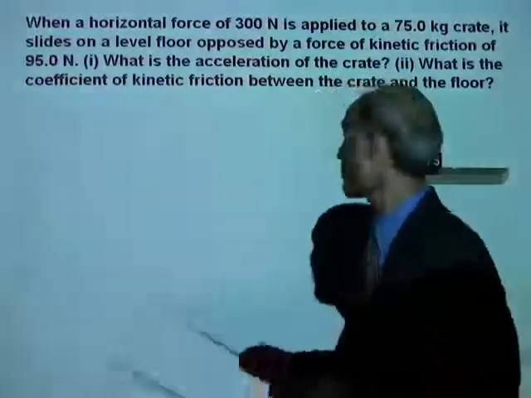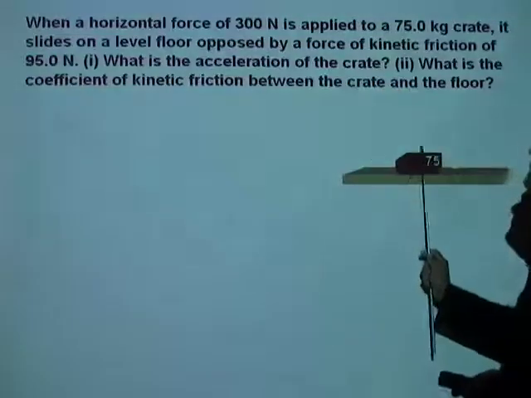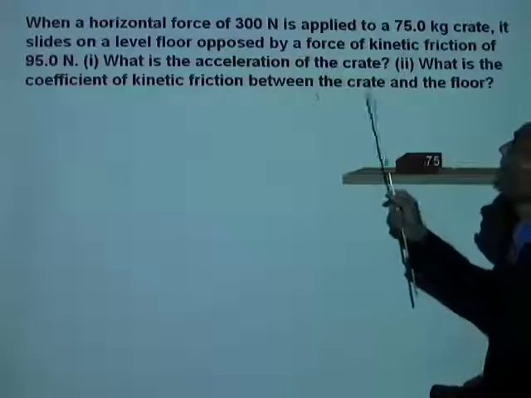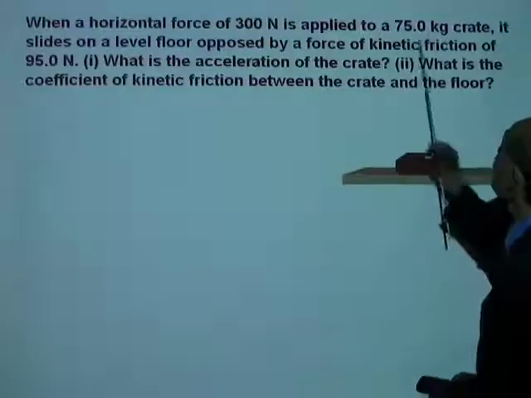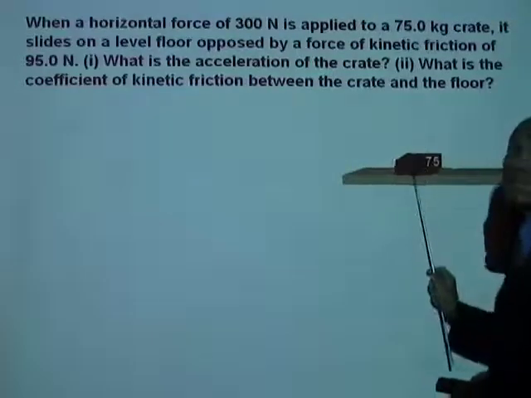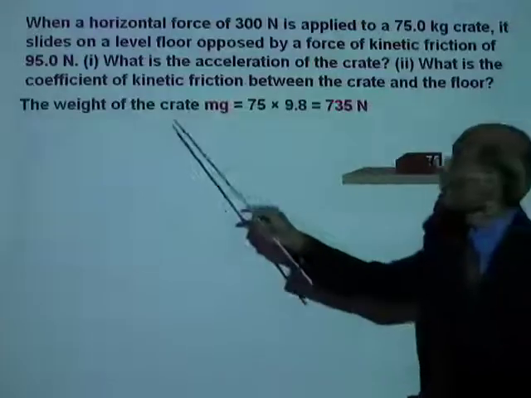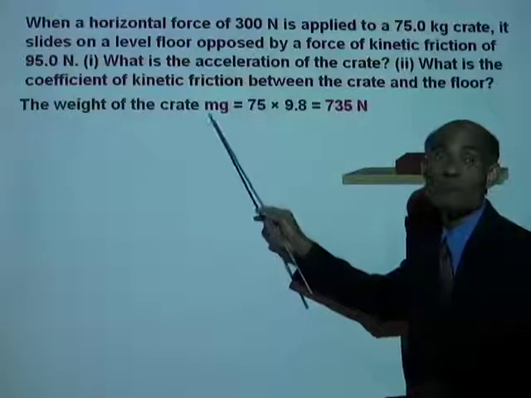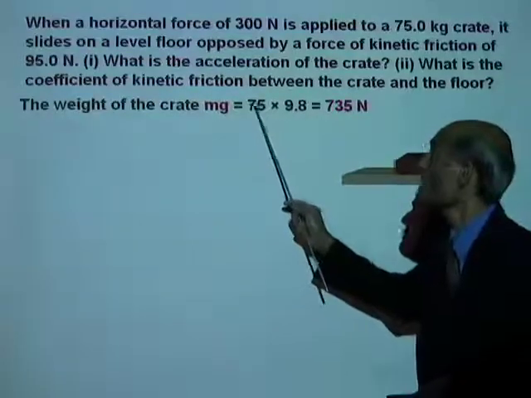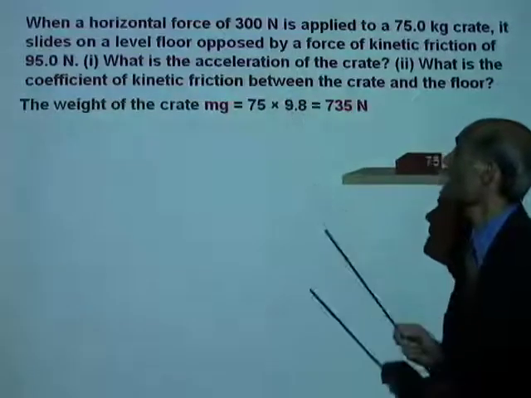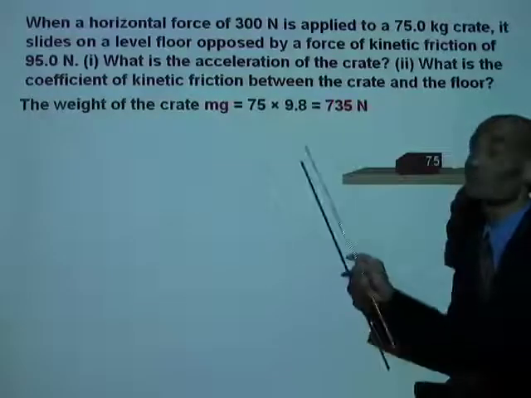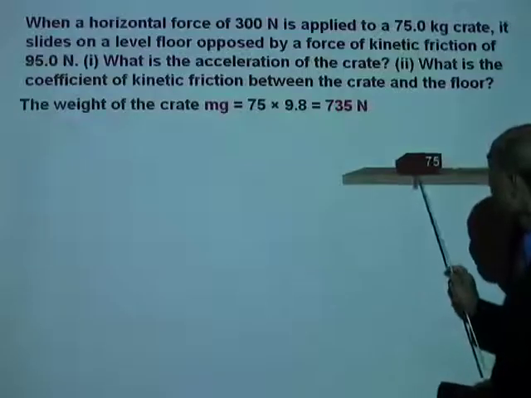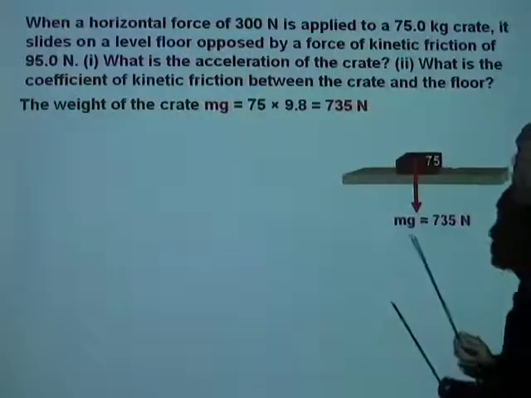Well, let's picture the problem. Here is the crate that is sitting on the floor, and the mass of the crate is 75 kilogram. The weight of the crate, mg, is mass 75 kilogram times 9.8 meter per second squared, which is 735 Newton, acting vertically down.